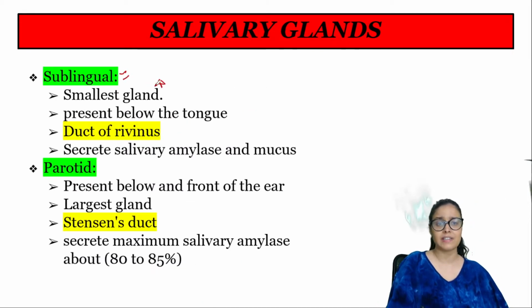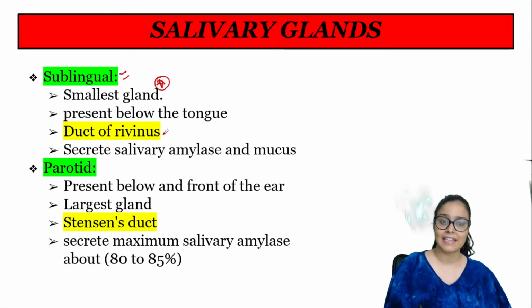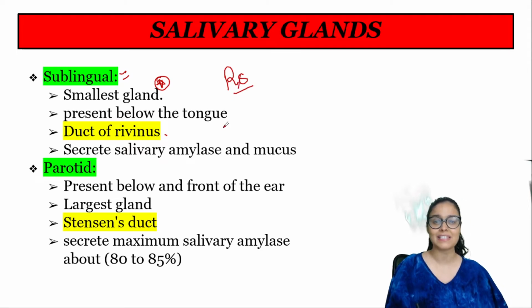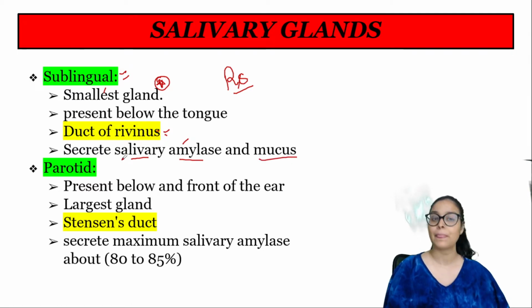Sublingual is the smallest salivary gland, and yes, it is present below the tongue. And its duct is the Rivinus duct. So RS, rupees. You can learn it this way, Rivinus sublingual duct, right? So Rivinus duct is basically of the sublingual salivary gland, and it secretes salivary amylase, which is an enzyme, and mucus is also secreted by it.